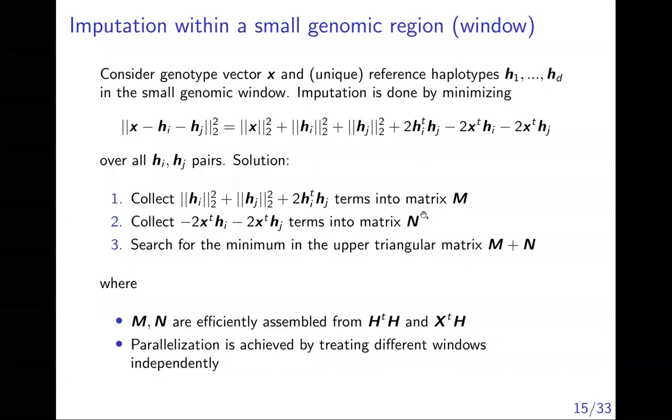And then once you have these 2 matrices, you ignore this first term because it's not involved in optimization. And then you can search for the minimum entry of this sum, this symmetric matrix. And searching that will minimize this criterion. Okay. And the key is, because we're looking at genomic windows, we can basically parallelize this process by having each CPU core handle a different window, right? So that's how you do imputation.